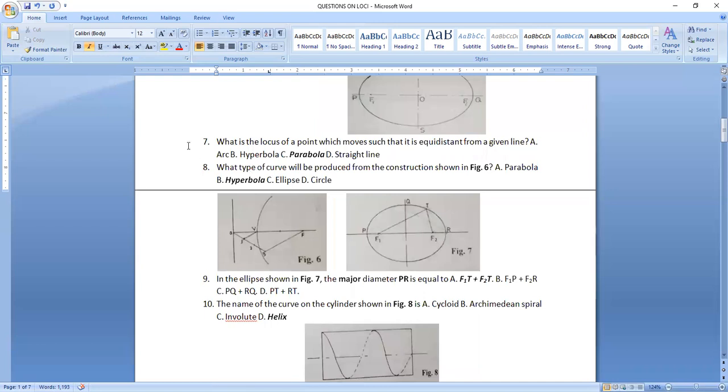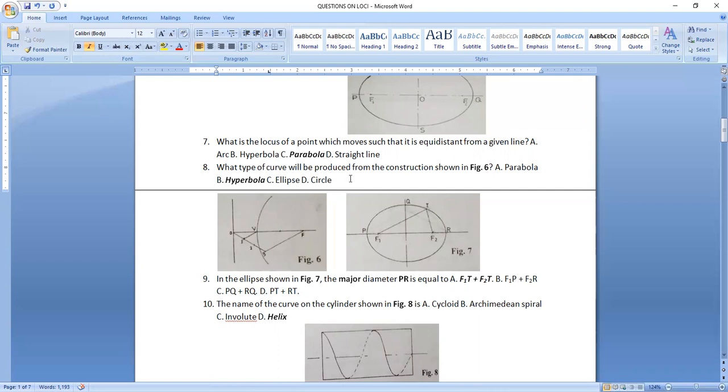So they're also talking about a parabola. So option C is the answer to this question. Parabola is the answer to the question. And question 8 says, what type of curve will be produced from the construction shown in figure 6?